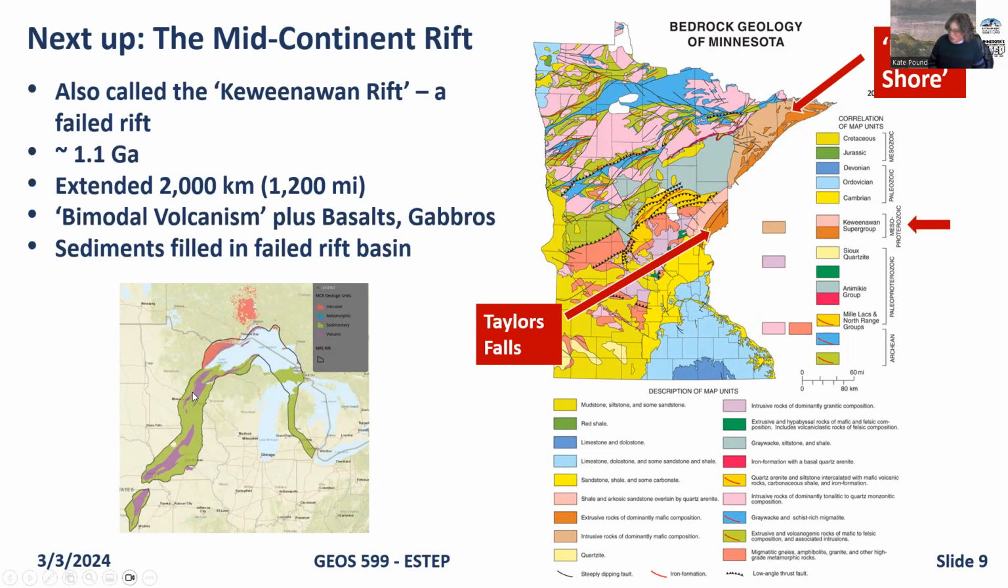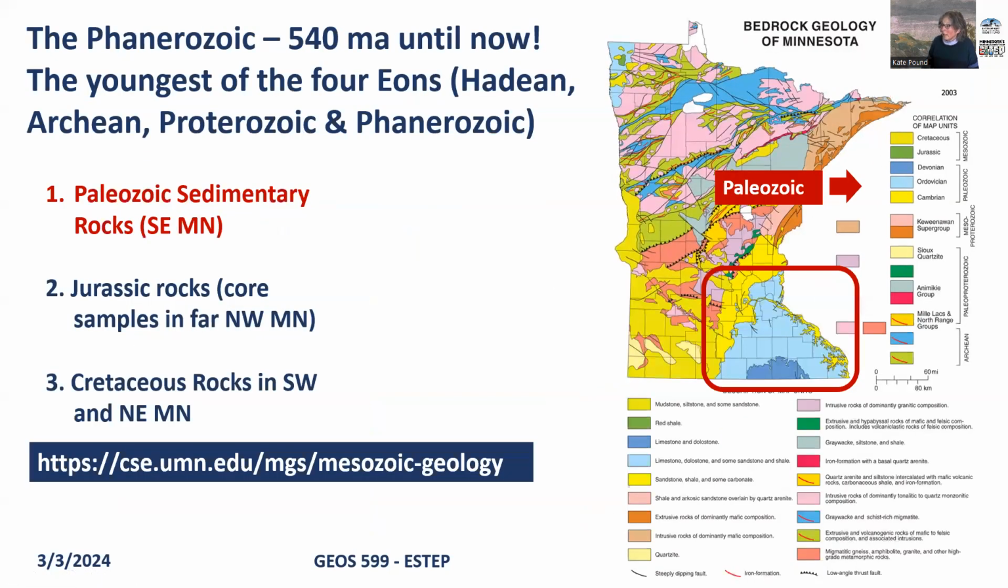So let's move closer to now. So now we're moving into the Phanerozoic. The Phanerozoic is about 540, technically it's 538.8, but 540 works, million years ago until now. So just remember that this is the youngest of the 4 eons that geologic time gets chunked into, starting with the Hadean, then the Archean, then the Proterozoic, and then the Phanerozoic.